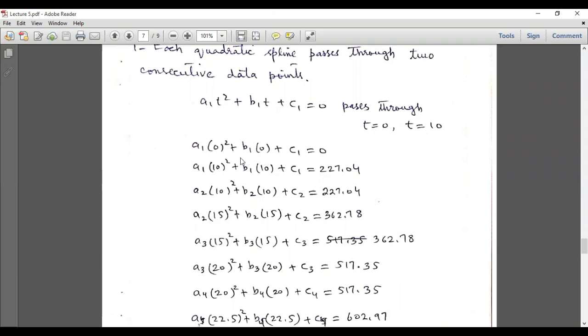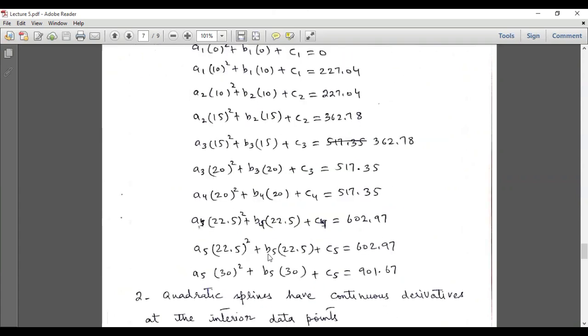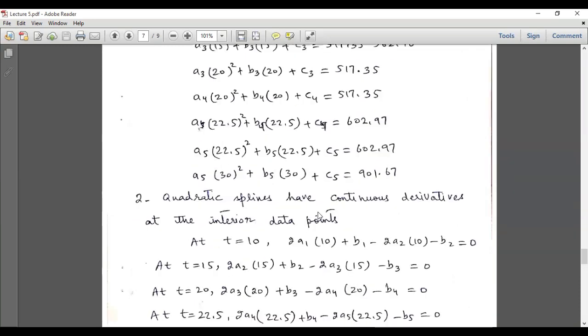This is the first spline, and we have put the values 0 and 10 and made 2 equations. Similarly, this is the second spline. It passes from t equal to 10 to t equal to 15. From 15 to 20, we have the third spline. So these are further 2 equations, and again 2 equations, and again 2 equations. So these are a total of 10 equations, and quadratic splines have continuous derivatives at the interior data points.